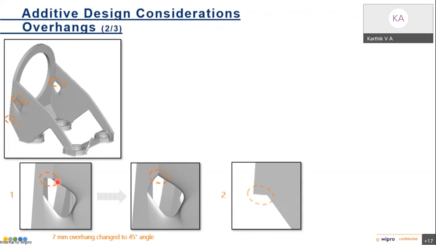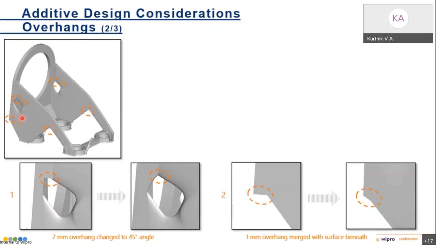Another example is this location here, basically what you see on the component where the pointer is. Over here again, it's just a 1 mm overhang, and it does not make sense to waste material to fabricate a support structure and later remove it. And when you have to remove a support structure from here, you will not.